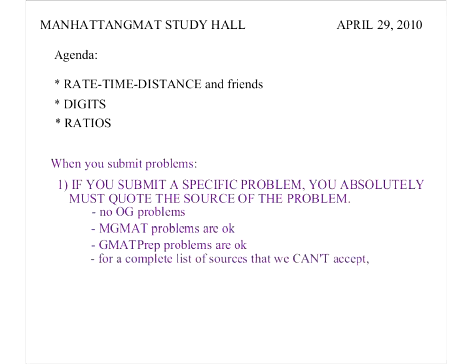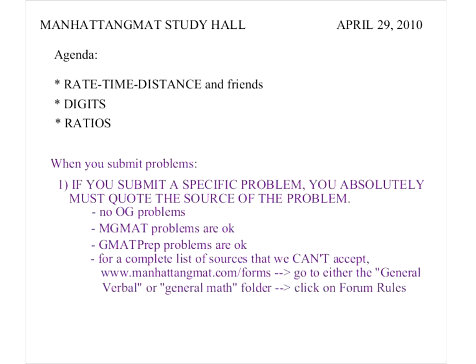And then basically the deal is that for a complete list of sources that we can't use, go to our forums, which is manhattangmat.com/forums, and then go to either the general verbal or general math folder. Sorry, that's a typo, I'll fix the address in a second. And then click on forum rules, which is the first post in each folder. It's a sticky. On that post, there will be a list of sources that we can't use in the forums, and we also can't use them here either.